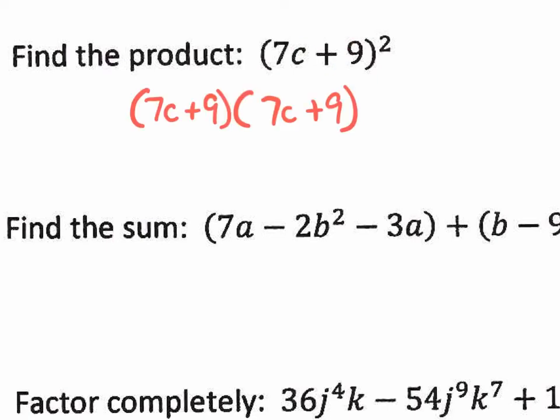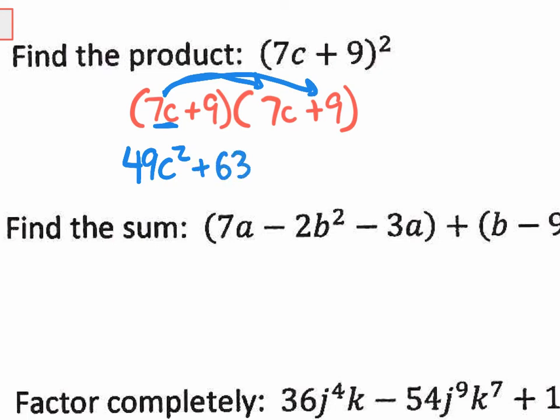And then from there, we need to remember to distribute one term at a time. I recommend sometimes to cover up a certain value if you want. Once you distribute the 7c, then you can move that over and then distribute the 9. I'm just going to show different colors to show that I'm first distributing the 7c. 7c times 7c is 49c squared. 7c times 9 is positive 63c.